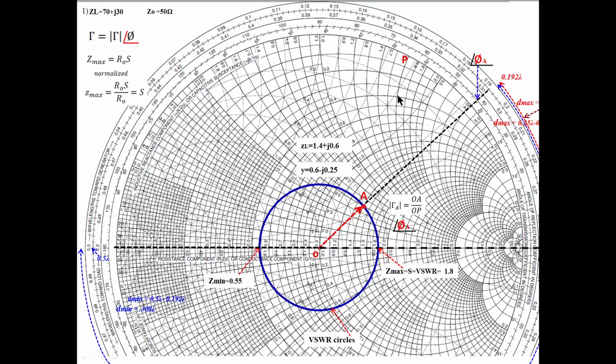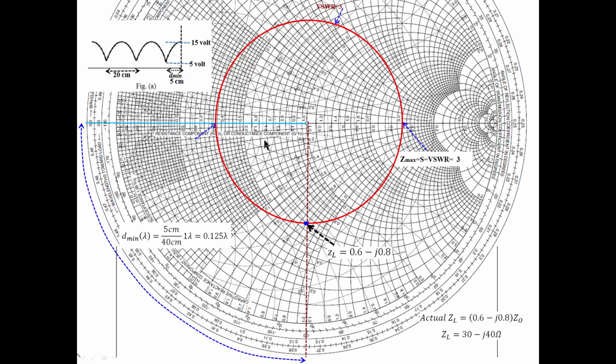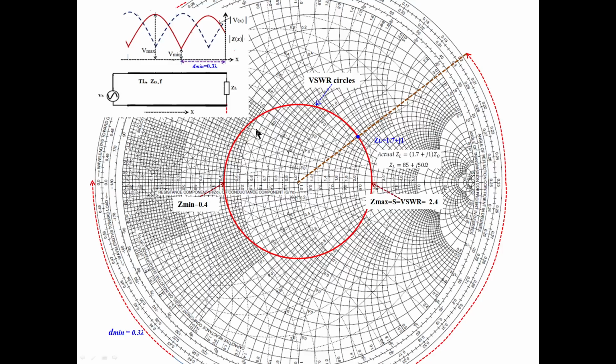Again, the distance of minima is given. What is the value of the impedance we have to find? This is not the one here. This is the problem.